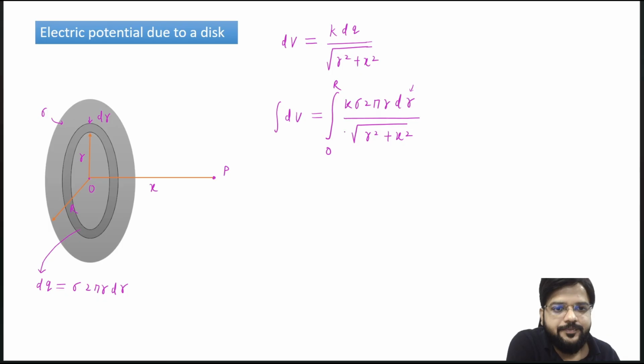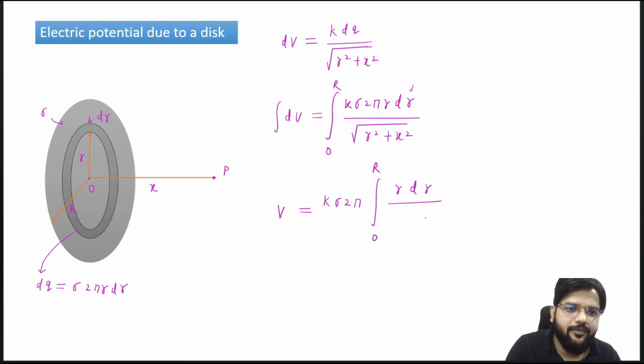Now the next thing: put the constants outside the integration. The integration of dV is V, and the limits are 0 to R. Put the constants outside the integration: k is constant, sigma, 2 pi. All are constants, so put them outside, integral from 0 to R of r dr divided by under root r square plus x square. Correct? Now it is looking very complex, everyone, if we do the integration directly. So what we will do is use substitution.